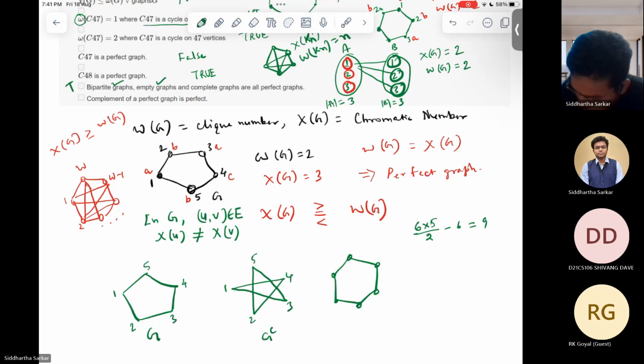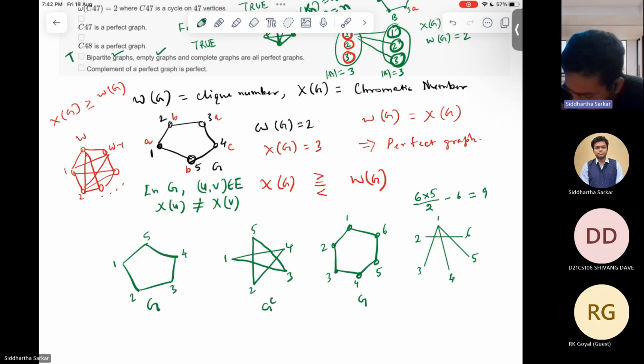Is there a simple way to see that the complement of this graph is a perfect graph? I can say one thing, that the complement of a clique, to what extent is this true? Will the complement of a clique be an independent set? So, not sure. I don't know. Complement of a clique.